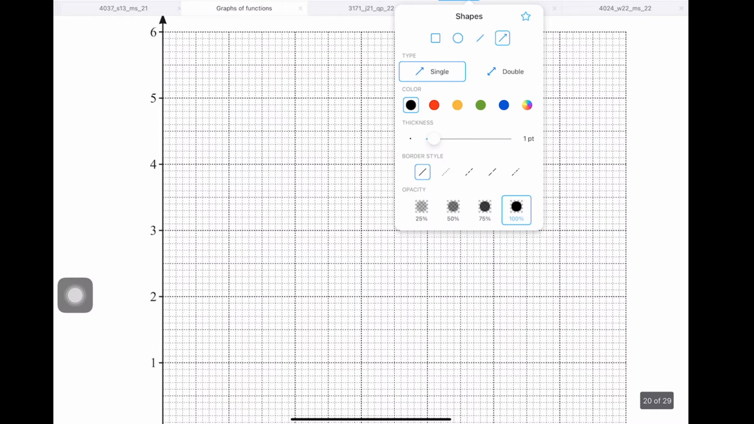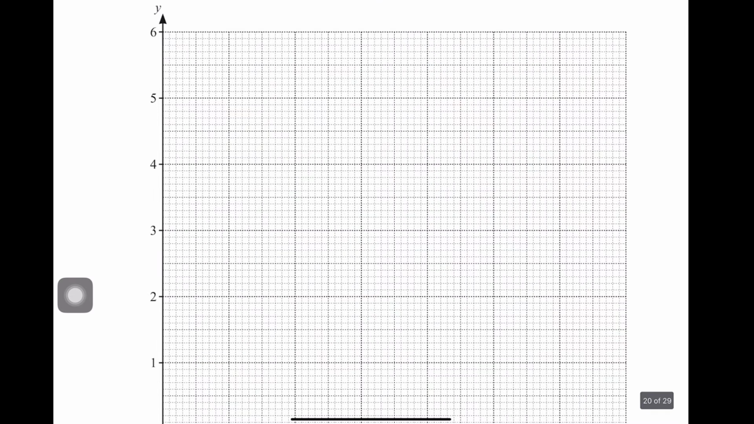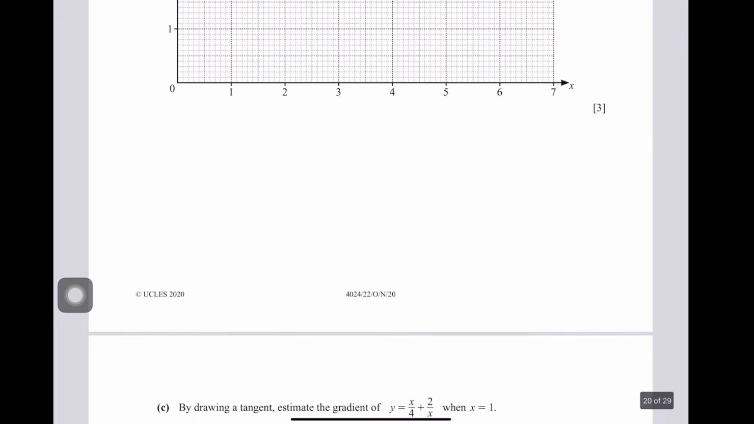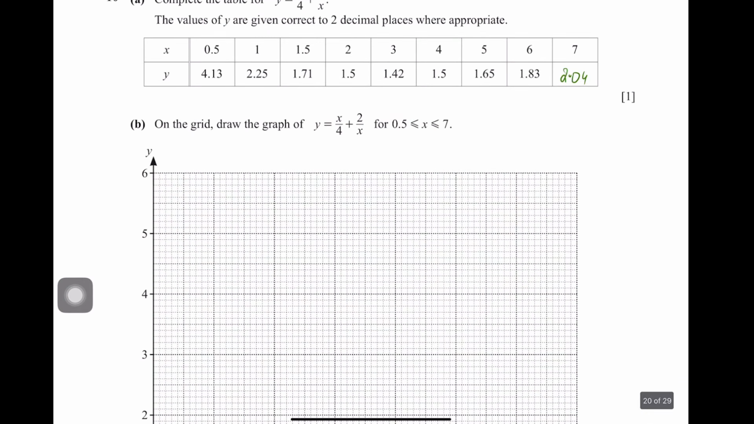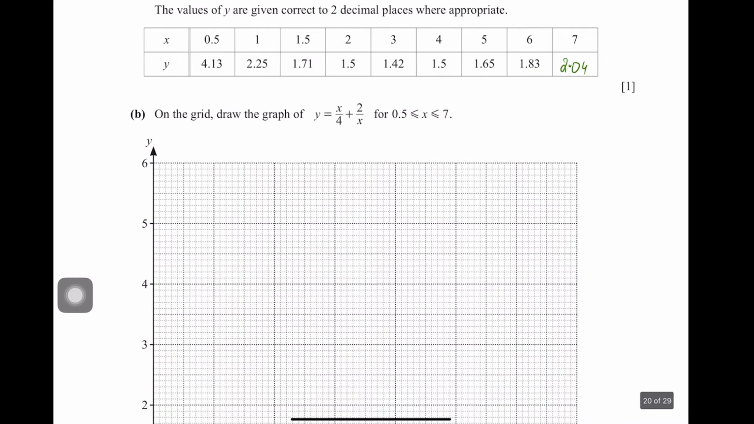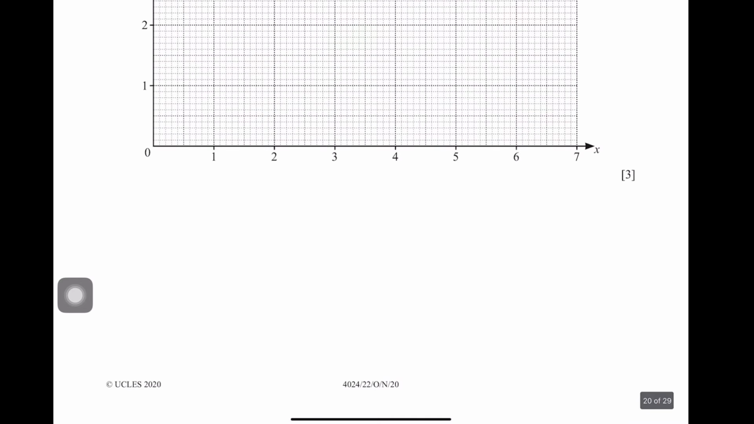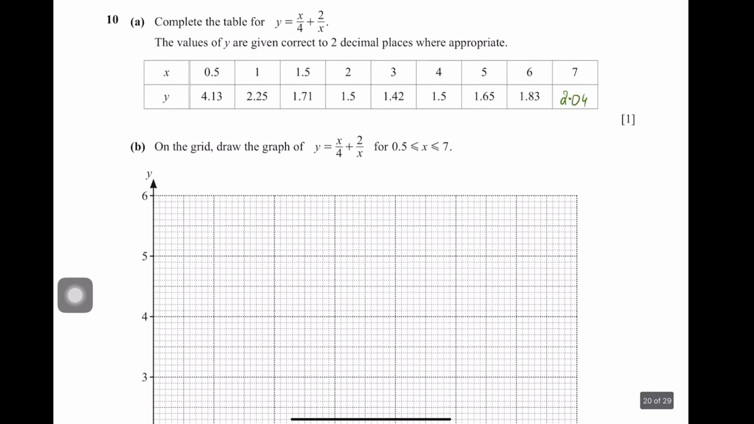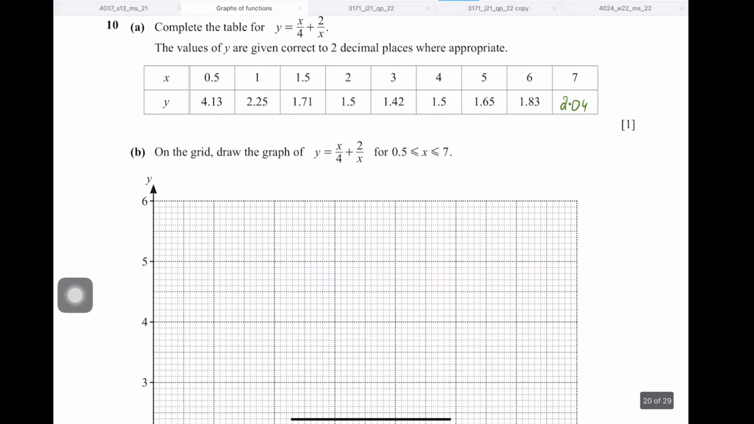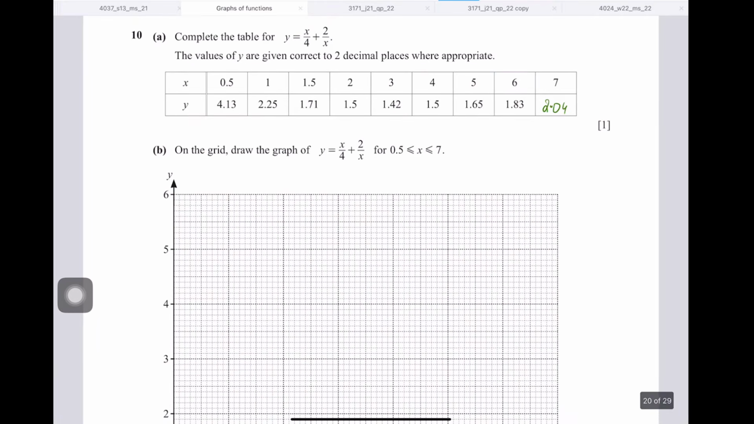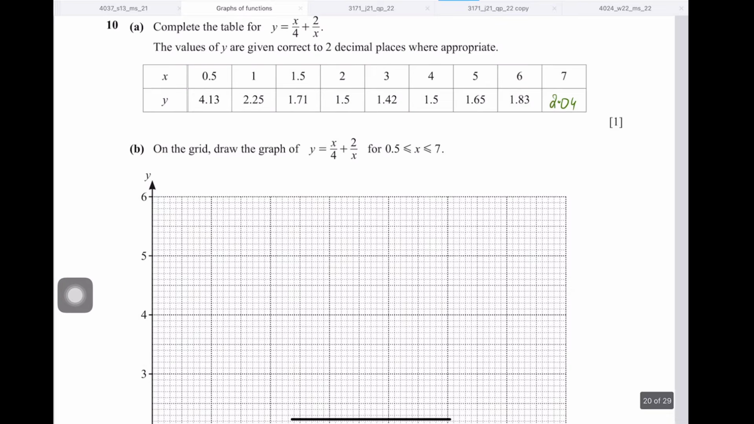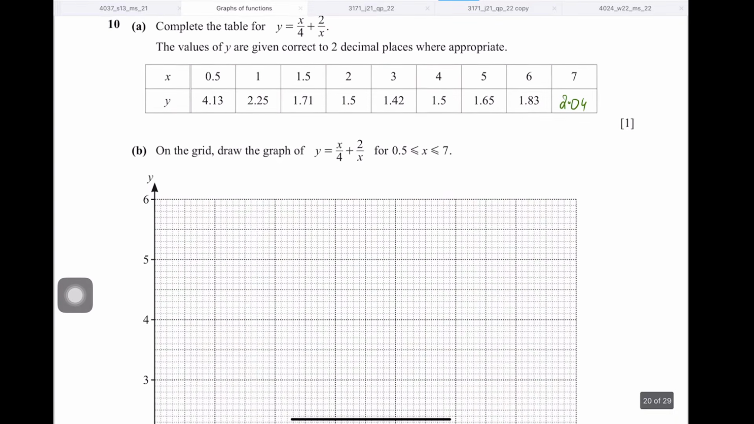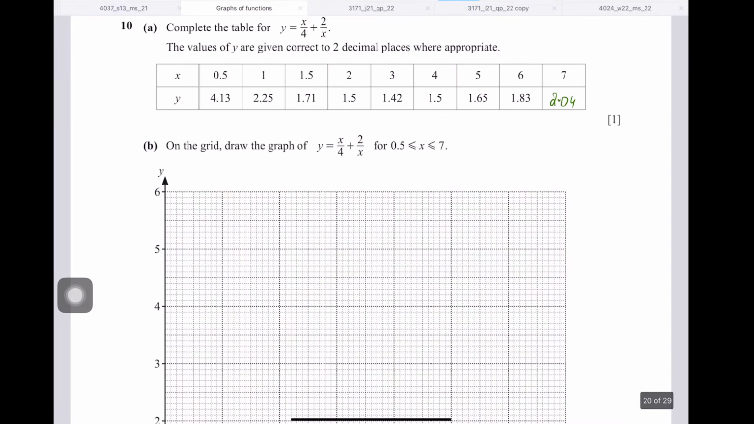Sir, can you tell which this paper is from? This is from October-November 2020, paper 2, variant 2. This is question number 10 of the worksheet, but it won't be question number 10 of this paper. It'll be some other question. Yeah, it's question number 10 of that worksheet. Can you do it on that worksheet then? This is that worksheet. I mean, yeah, you can do it on that worksheet.